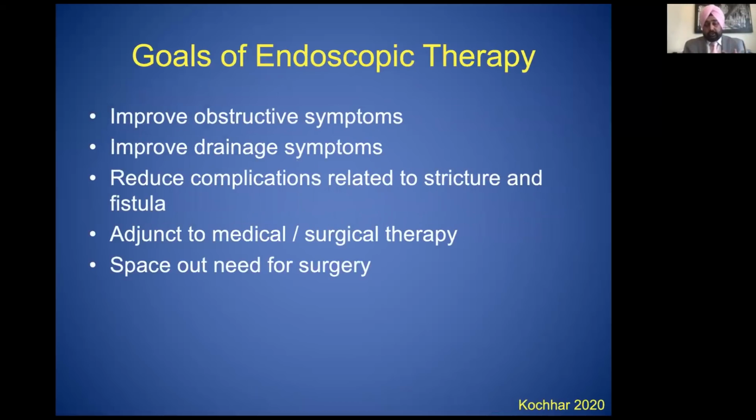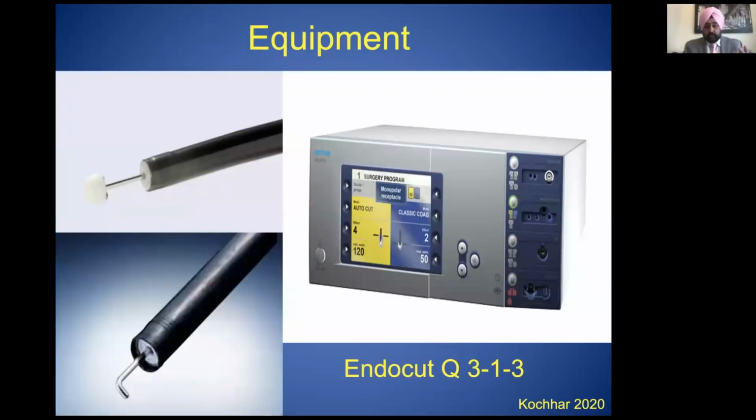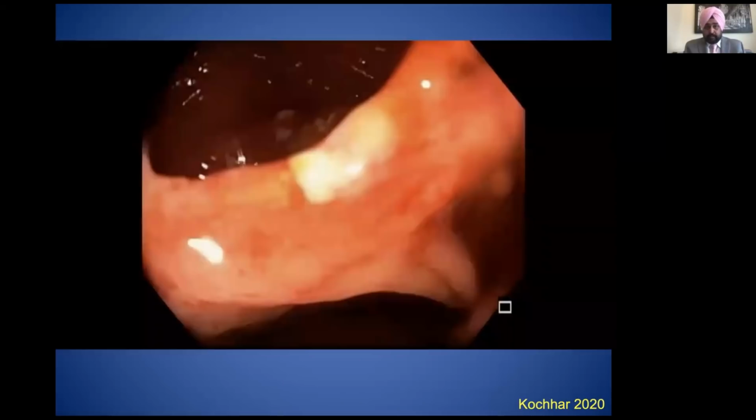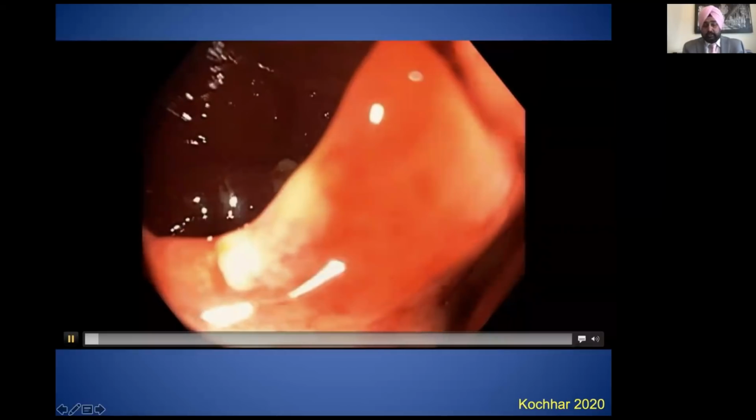What are the goals of stricturotomy? It is to improve obstructive symptoms, improve drainage symptoms. We want to reduce complications related to stricture like fistula formation. It's an add-on to medical or surgical therapy. I think the main important point is that we are trying to space out the need for surgery. Endoscopic stricturotomy is not there yet to replace the surgery. I use these two knives most commonly, IT nano knife and hook knife, and I use ERBE settings with EndoCut Q 3 1 3.